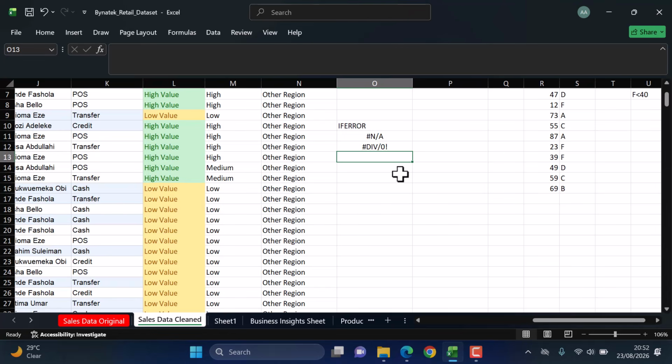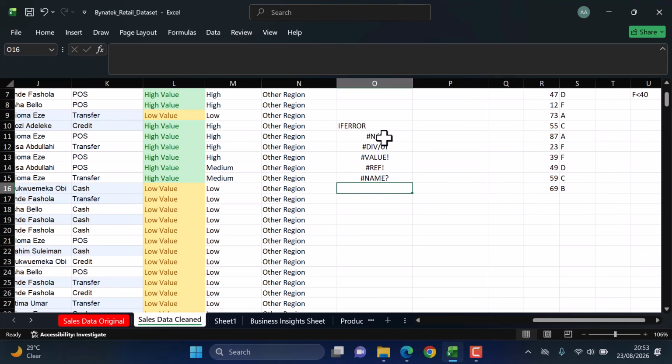Apart from this one, we have the hash value. We have the ref. We have something like name. So these errors, they will break the visual flow of your spreadsheet and they look unprofessional in the report. But what do they mean?